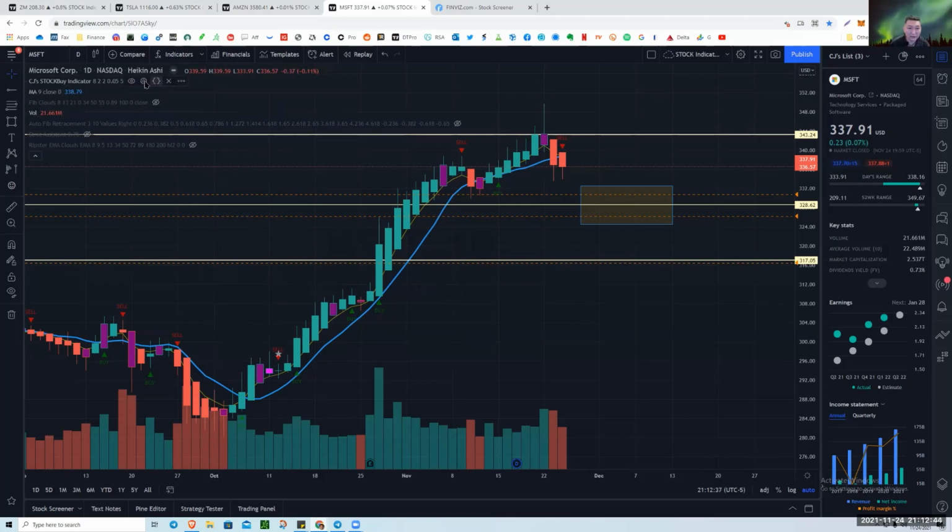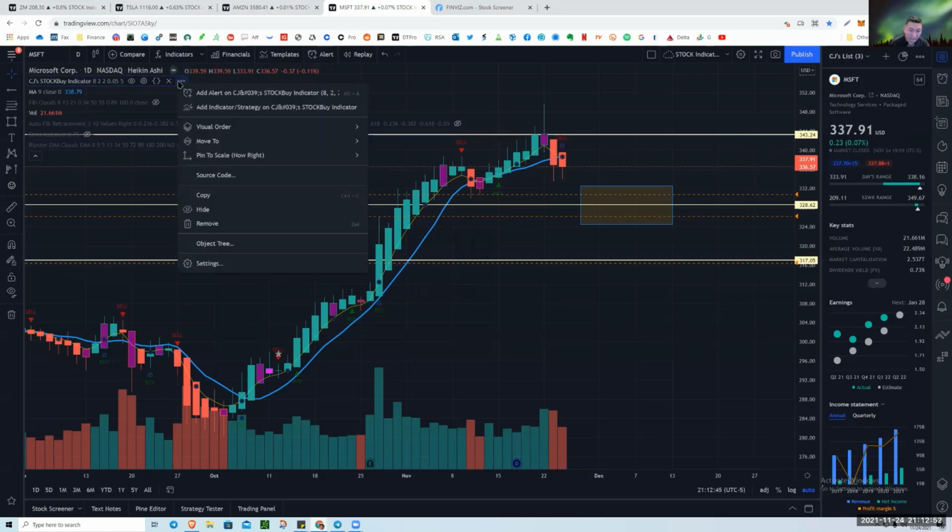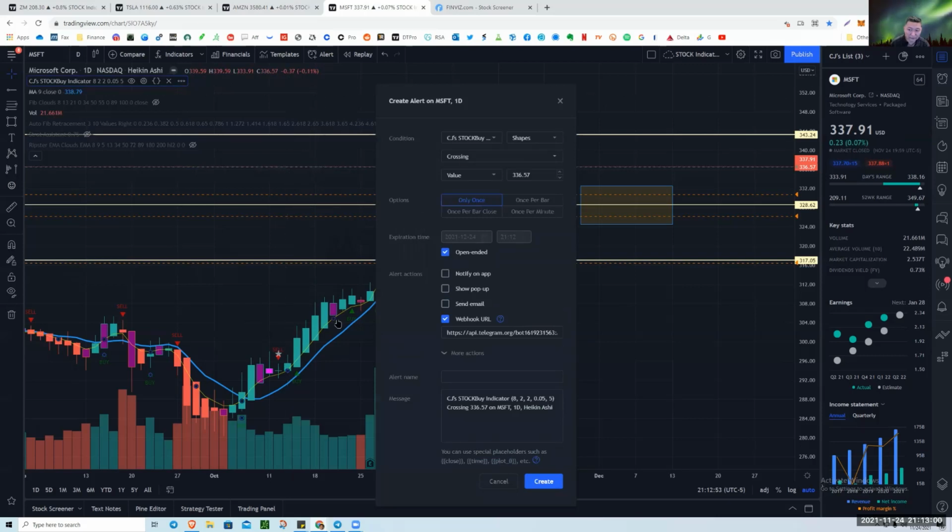You hover over the indicator. You go to the three dots where it says more. Click it. And then you're going to add an alert. And this will pop up. So you're leaving the condition the same, it's shapes. And what you want is something that is greater than.